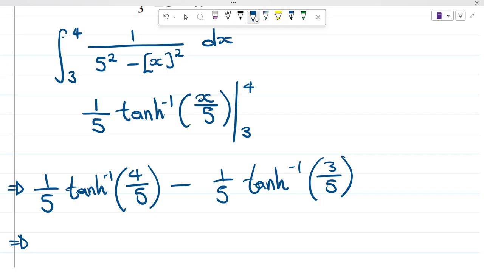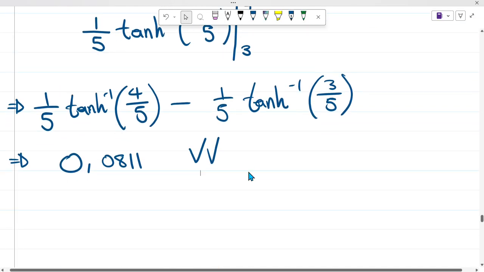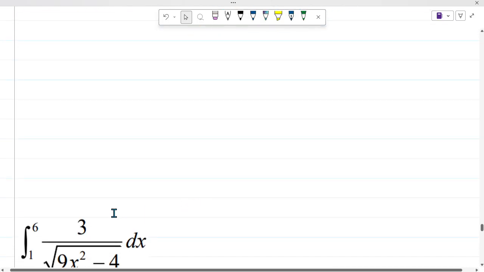You should be able to get something like 0.0811. So that should be your answer that you must have gotten when you calculate there. So yeah, that's it for that question. I hope you got the same thing as well. It was an easy one. So let's quickly solve the following ones as well.